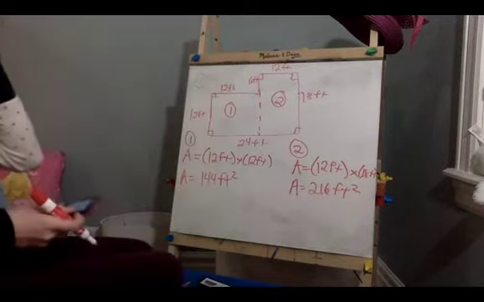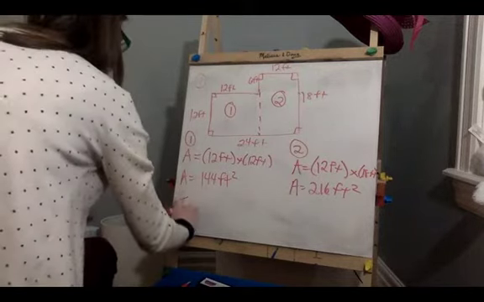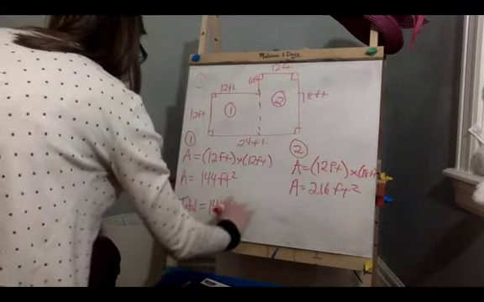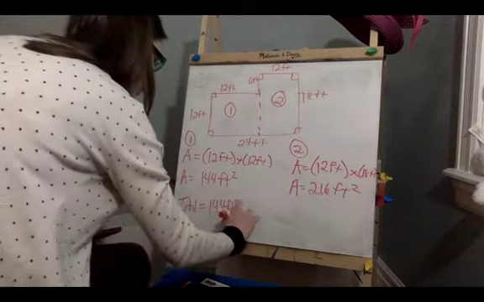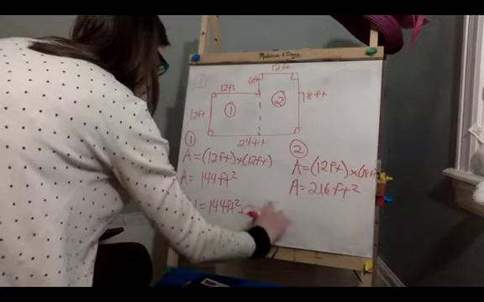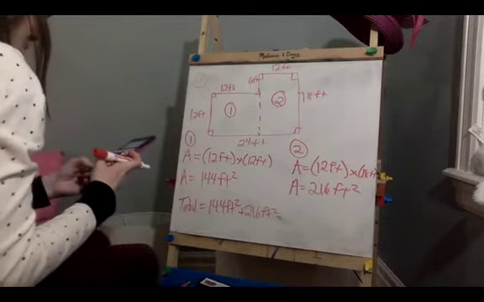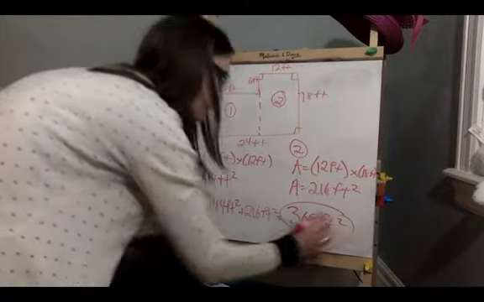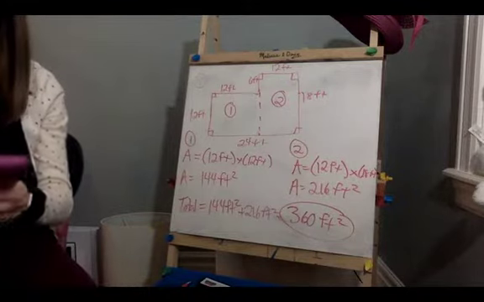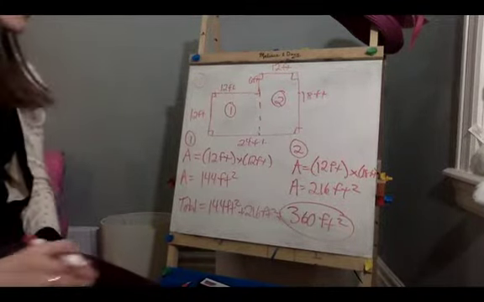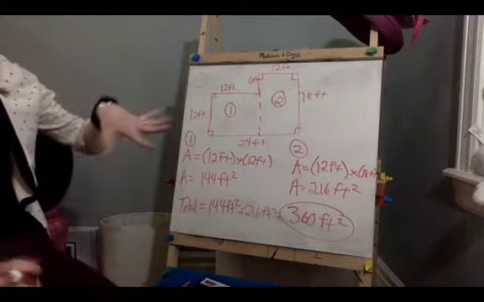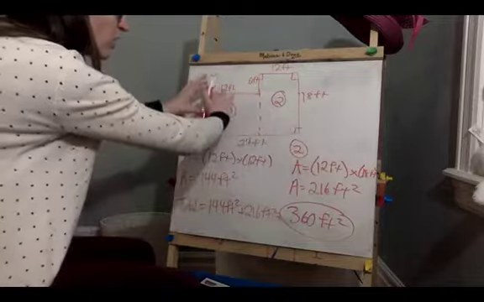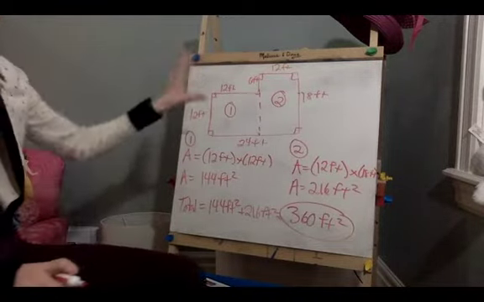Then the total area is just the sum of those two things. The total area of hardwood that's needed, or the total area of the composite shape, is the area of 1 plus the area of 2, the 144 plus the 216. That gives us a value of 360 square feet to be covered in hardwood. That one was relatively straightforward in the sense that we didn't have to calculate any of the other missing side lengths. We never used that 24, but we would have if we had done it the other way.